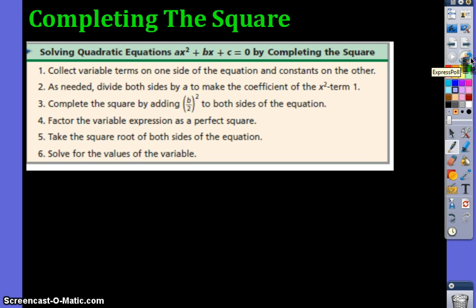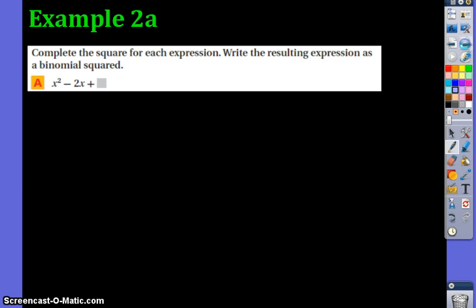Okay, so here are the steps for completing the square. Go ahead and write those down. Okay, and let's do 2 quick examples, and then we'll be done for this video. So again, in this example, we complete the square for each expression, and then write the resulting expression as a binomial squared.